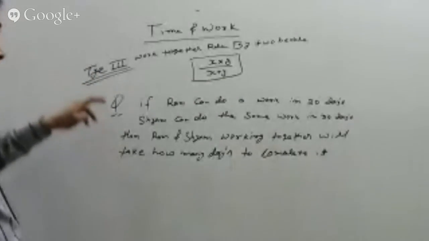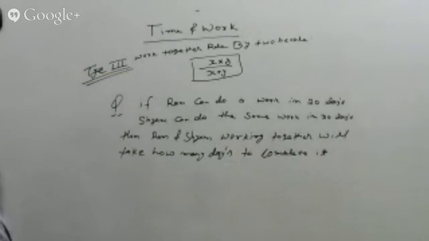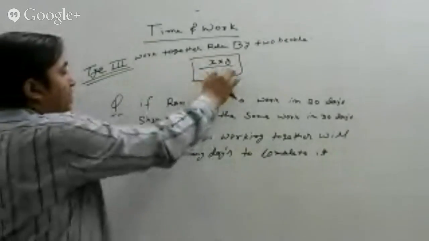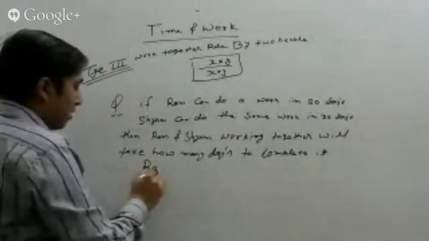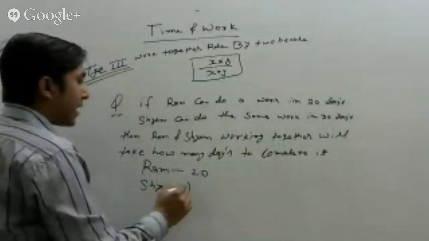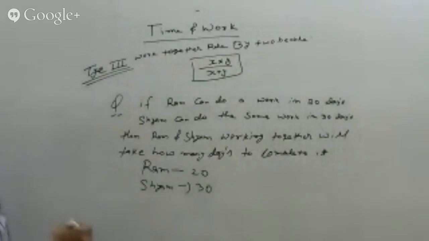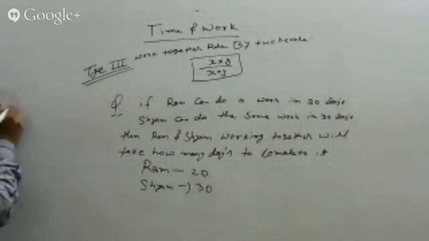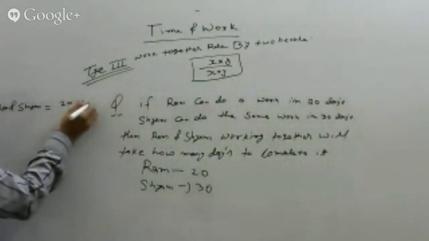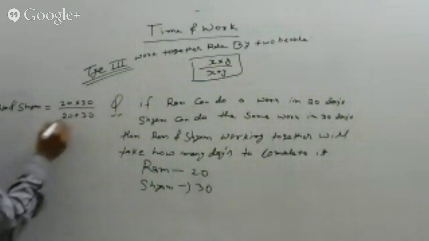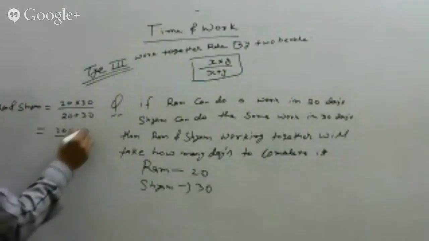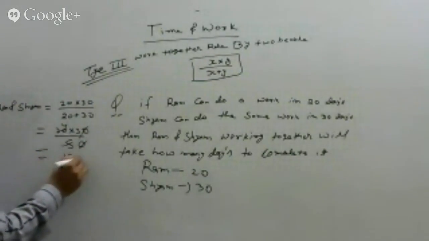We have a formula: if A can do a work in X days, B can do the same work in Y days, then A and B together can do the same work in X into Y by X plus Y days. Here Ram alone can do it in 20 days, Shyam alone can do it in 30 days. So Ram and Shyam together will take 20 into 30 by 20 plus 30, which is equal to 20 into 30 by 50, which is equal to 12 days.